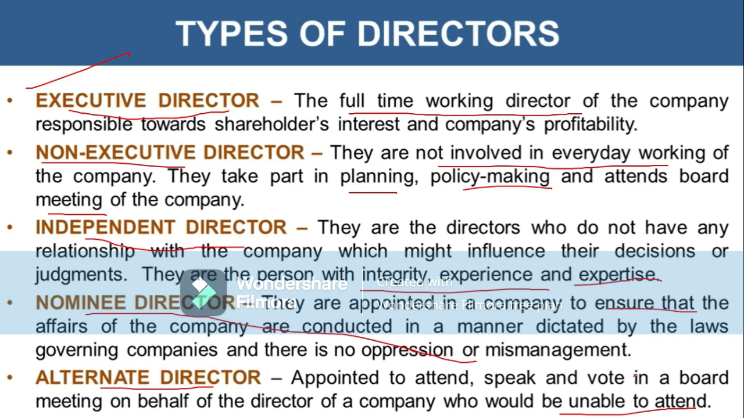So these are the different types of directors. Most important are executive directors and non-executive directors. Executive directors are directly involved in the organization's performance. They are responsible to the shareholders' interest. They will work for the company's profitability. And non-executive directors will not be involved in the day-to-day operations, and they will take part in planning, policy making and attend board meetings.